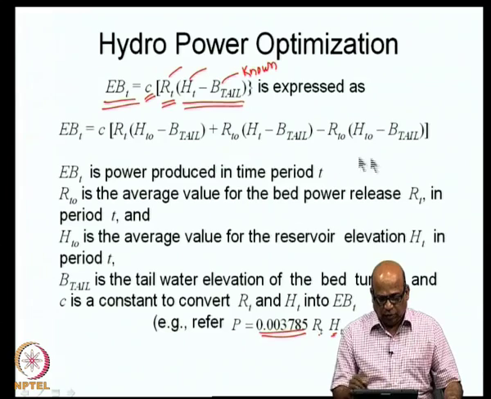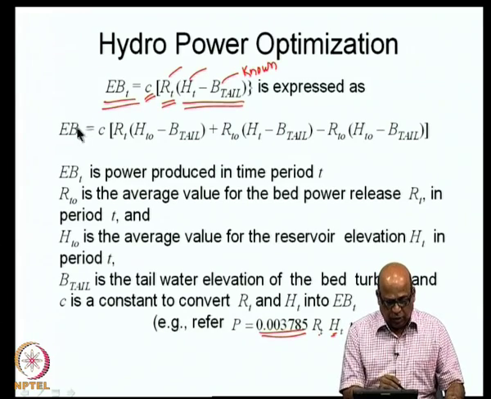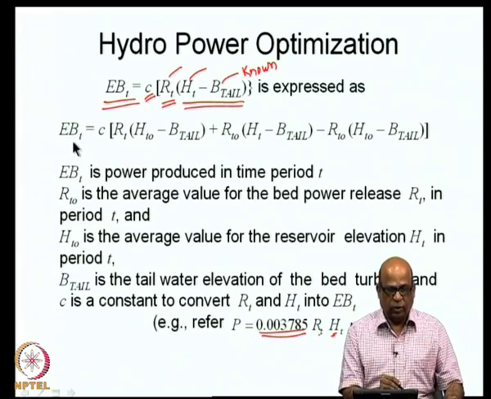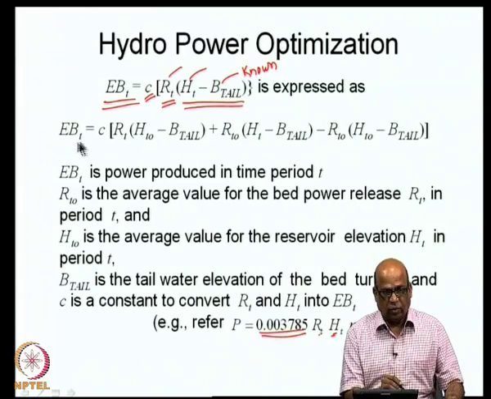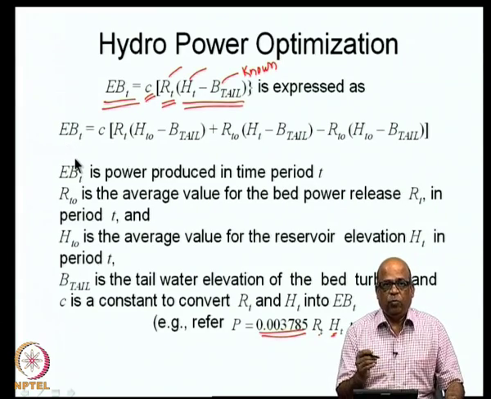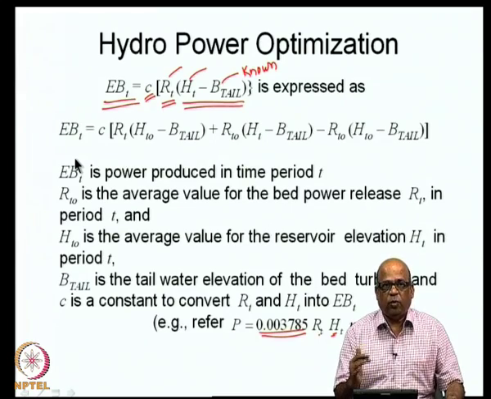Alright. So, all these expressions are understood. So, EBT is a major variable which we are maximizing. This is the power now. We are writing this as the hydropower generated. We are looking at maximization of the hydropower.